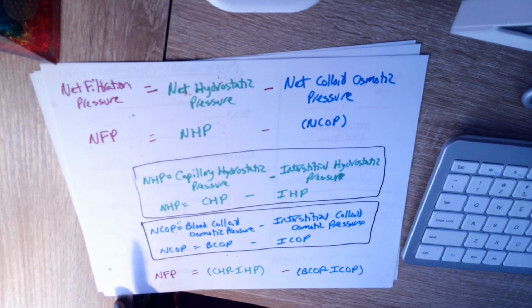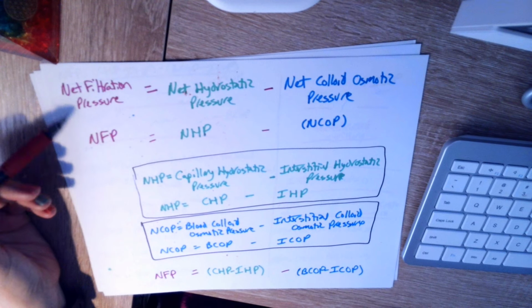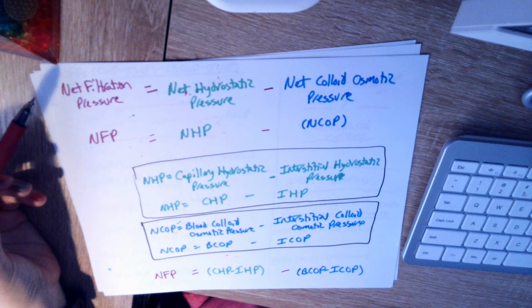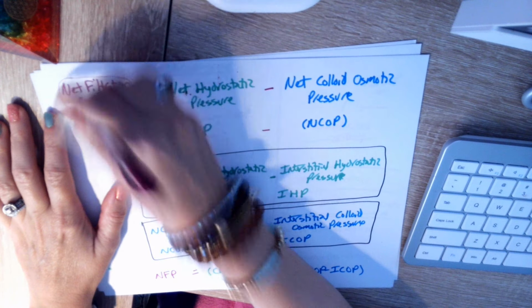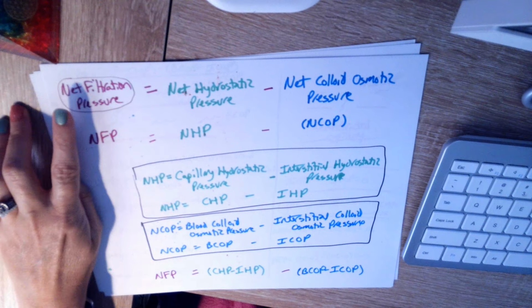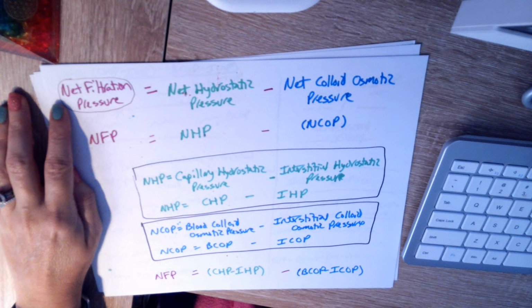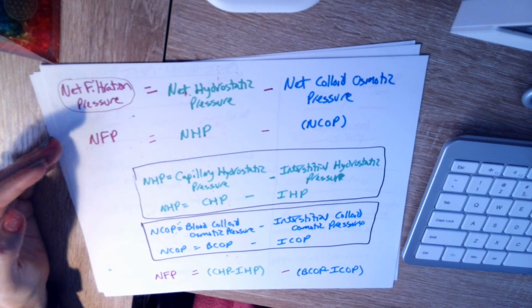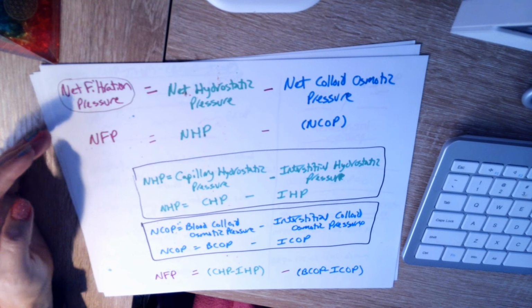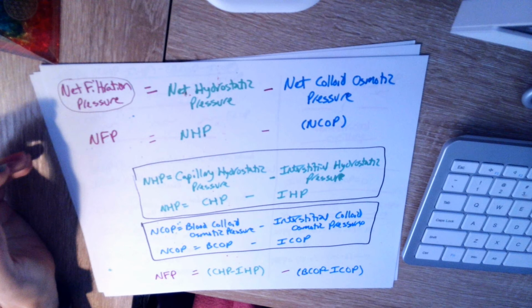Okay, here we go with filtration and reabsorption. We're just going to start right off with the equation for filtration and reabsorption, which is the net filtration pressure. If the answer for the net filtration pressure is greater than 0, then you end up with filtration happening, so things moving from the blood into the tissue. If the answer is a negative number, so less than 0, that means that you're having reabsorption, so things moving from the interstitial fluid back into the blood.